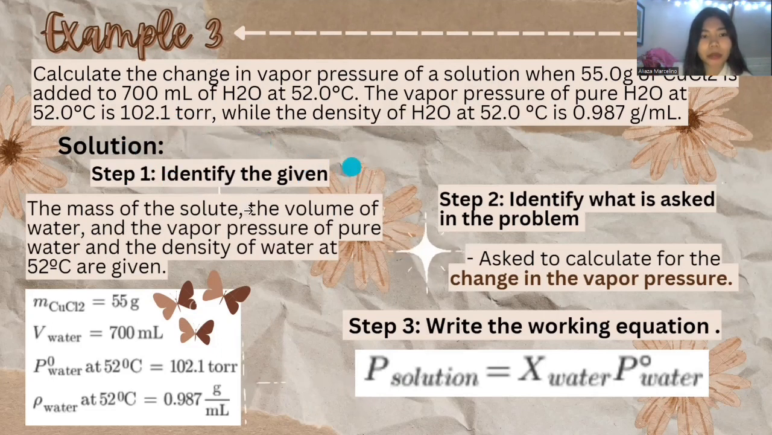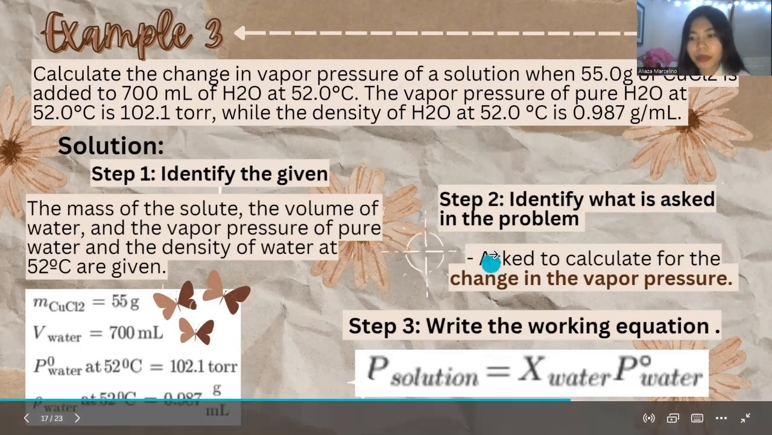Our step 1, let's identify the given. And the given is the mass of the solute, the volume of water, and the vapor pressure of pure water, and the density of water at 52 degrees Celsius are given sa problem. So don't forget them because madali lang sila mahanap. Nandito lang sila. Here. Step 2, identify what is asked in the problem. You are asked to calculate for the change in the vapor pressure.